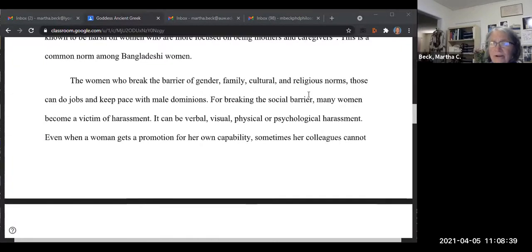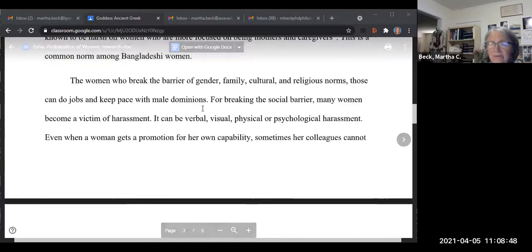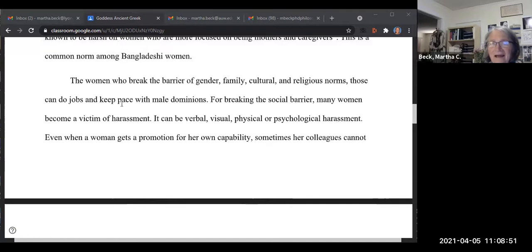The women who break the barrier of gender, family, culture, religious norms, those can do jobs and keep pace with male dominations. Okay, I think you need a paragraph saying some women do break those barriers and go on to achieve at a very high level. Then you'd need some research. This shows that the discrimination against women is wrong and unjust. So I think that should be a whole paragraph. Women are proving these prejudices are wrong.